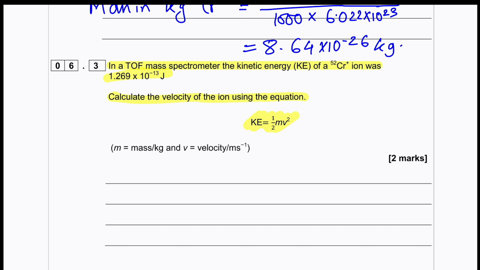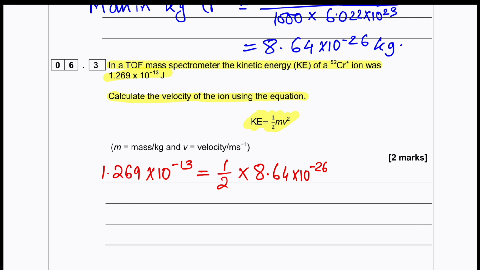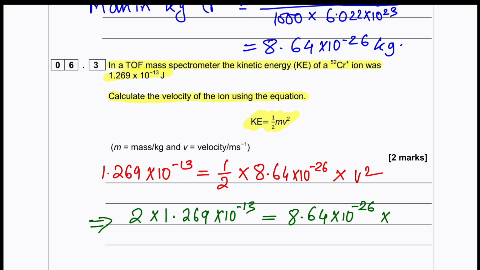Since kinetic energy equals half mv square, let's put the kinetic energy in the place of KE, and then we will use the formula half. In the place of m, we can put the value of mass. Then we can substitute the value. Then we can place the v square here. Once the calculation of left side and right side is done, we can then in the next step do 2 times 1.269 times 10 to the power of minus 13, which equals 8.64 times 10 to the power of minus 26 times v square.